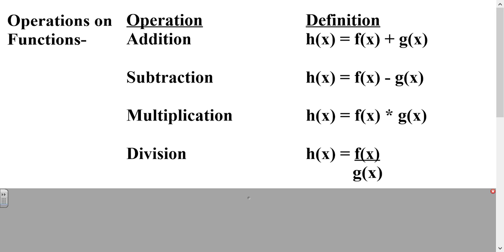So h of x is the answer when I take the function f of x and the function g of x and I put them together. So these will all be separate functions, and then your answer will also be a function. What we're going to do is add two functions together, subtract two functions, multiply, and divide. So we're just going to jump into some examples here.